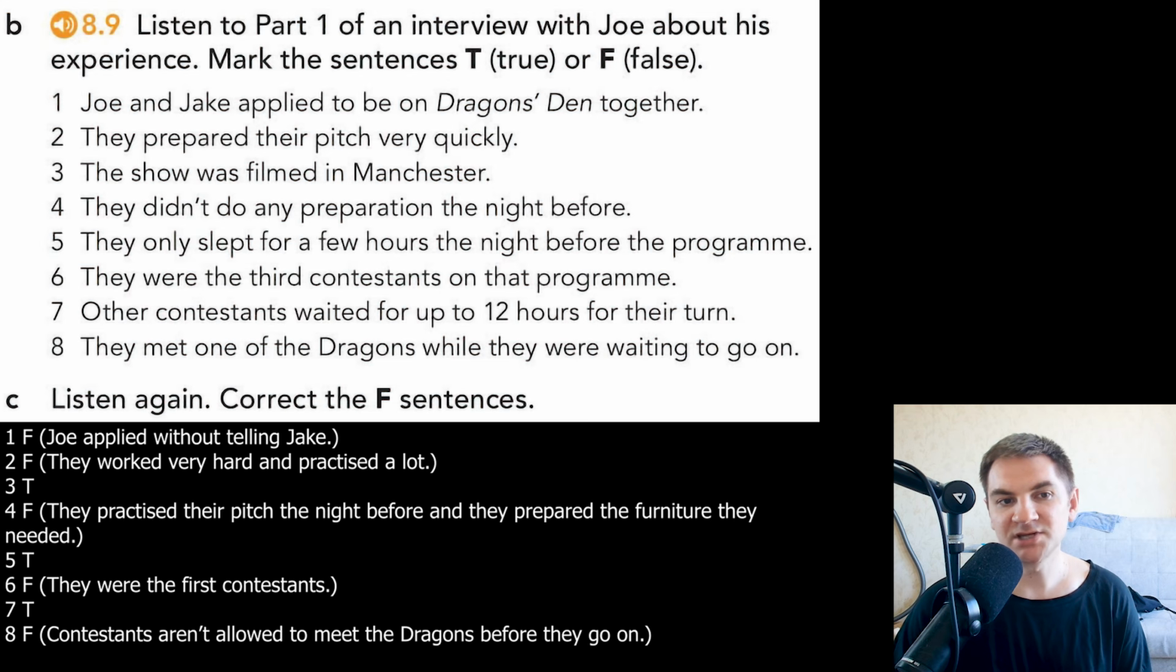1. Joe and Jake applied to be on Dragon's Den together. It's false. Joe says in the interview, "It was my idea. I applied without telling my business partner Jake." So they did not apply together. Joe applied alone without telling Jake.